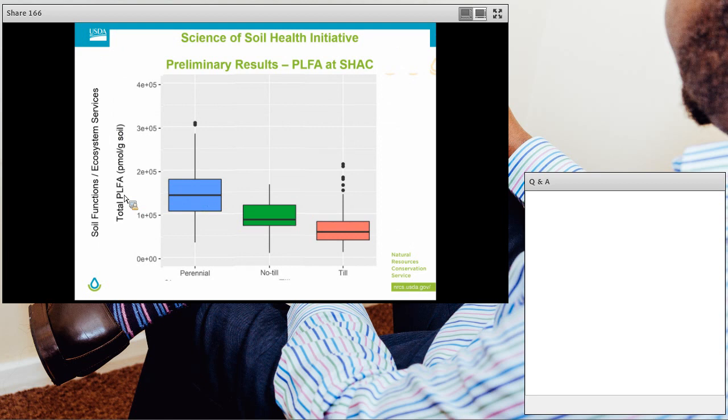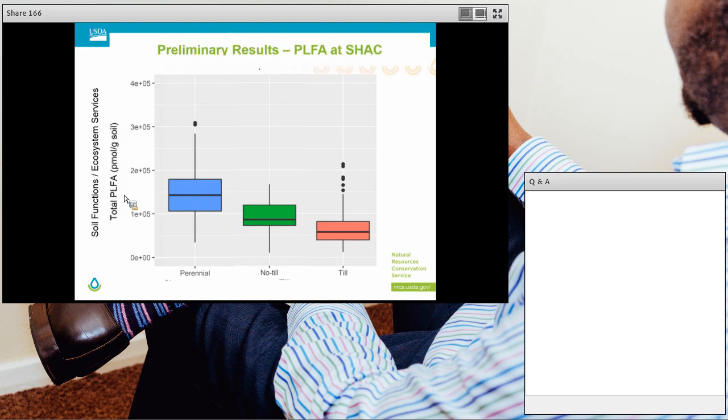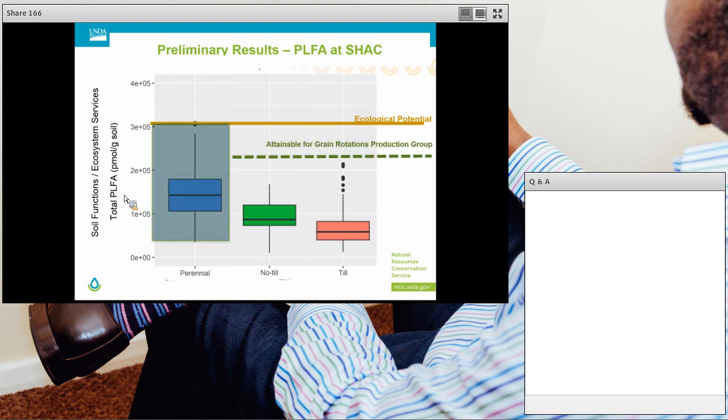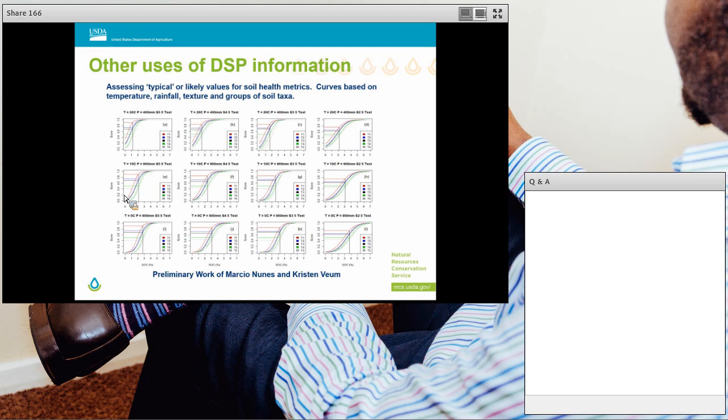So back to that Science of Soil Health Initiative example. So this is preliminary results for phospholipid fatty acid. I'm not sure that total PLFA is a great measure of something, but we can generally think of it as biological activity. So in a perennial system, you might have a certain level of biological activity that represents an ecological potential. And within the managed system, you might have a different level of potential. And then within different management systems, you might have an even finer level of what could be expected.